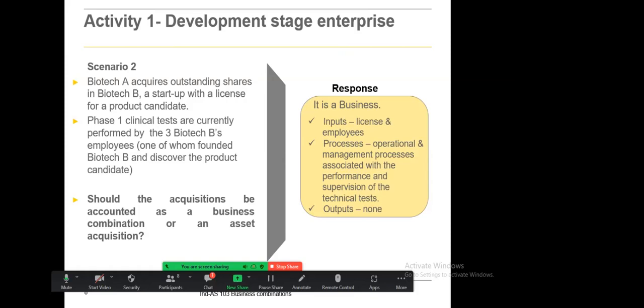Why? Because we have the license and the employees. It says we have a startup license and we have the employees who have performed the clinical trials. Process, yes, we have operational and management process associated with the performance and supervision of technical tests, because here we have done the technical test as well, but there is no output. For output, we have already discussed that it is not mandatory to have the output.